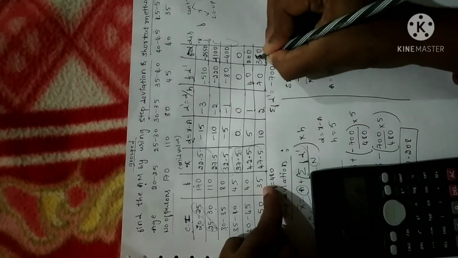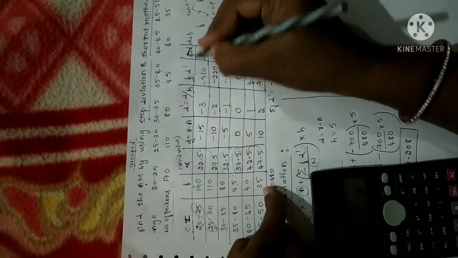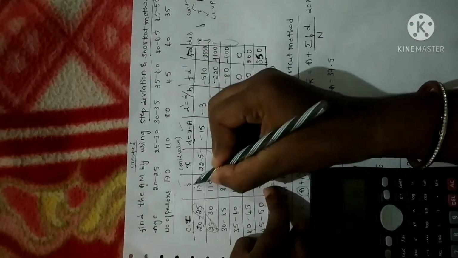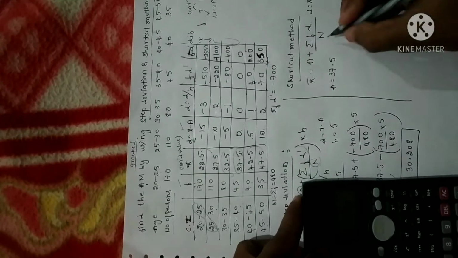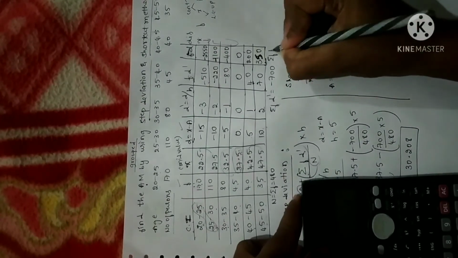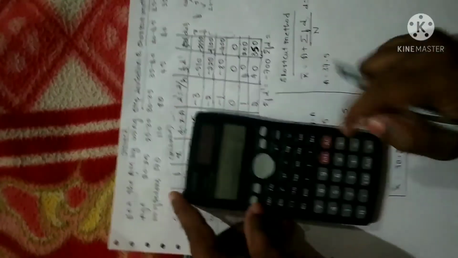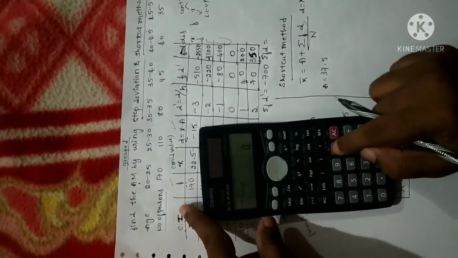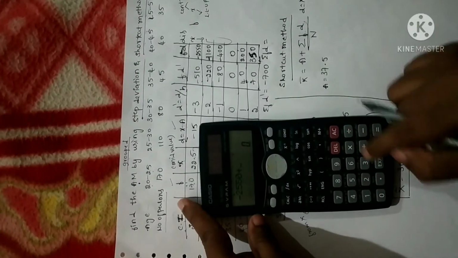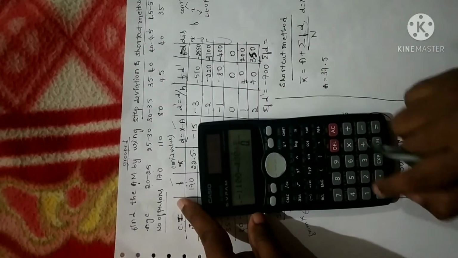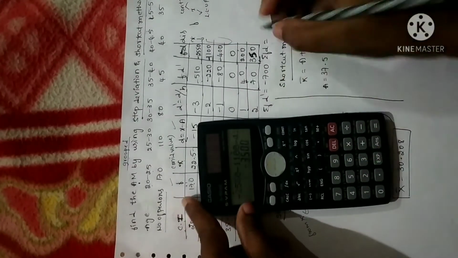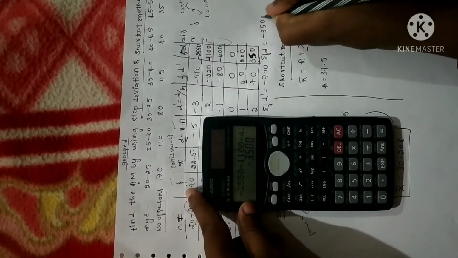So while calculating, care should be taken. We have to multiply the F column with the D column. So here I have the F column and here I have the D column. Multiply these two values, I'll get this. Now I need sigma fd value. Let me calculate sigma fd by adding all this: minus 2550, minus 1100, minus 400, plus 200, plus 350. So that will give us minus 3500.